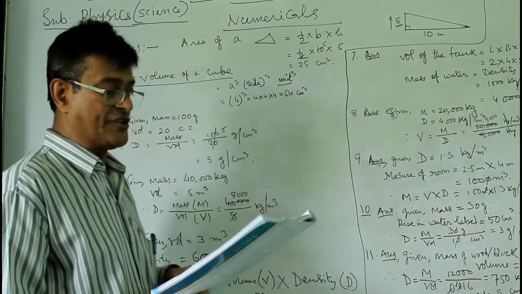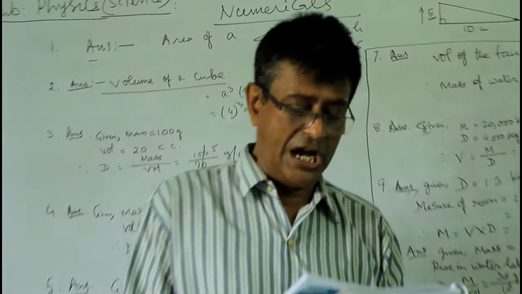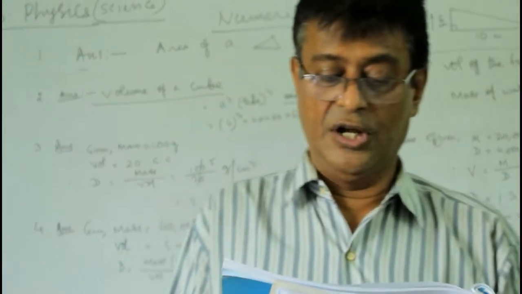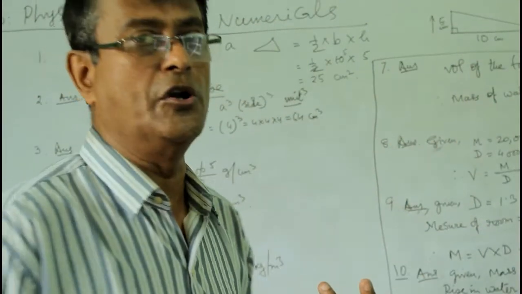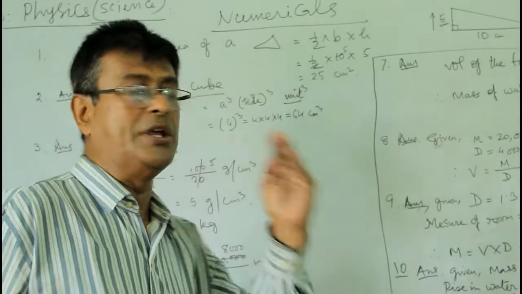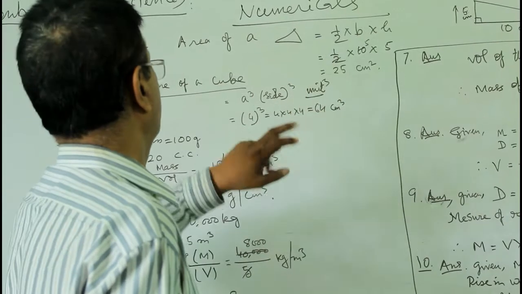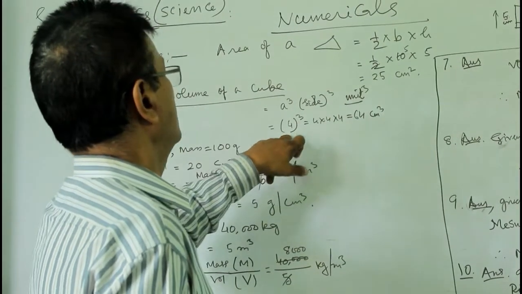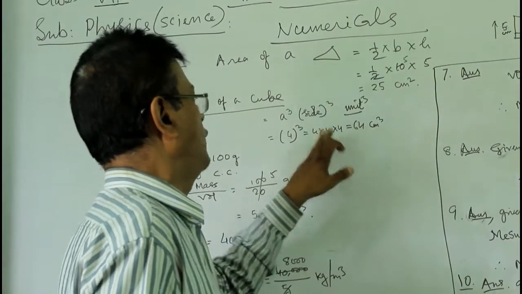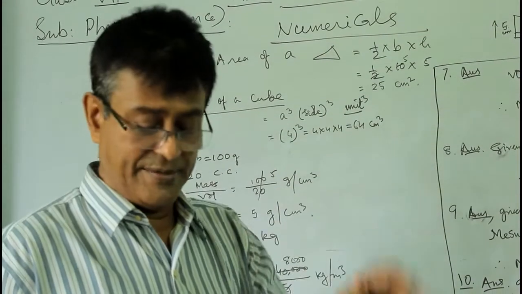Second question. A cube has a side of 4 cm. What is its volume? You know volume equals side cube, unit cube. So a cube means side cube, and the unit is cube as well, that means 4 cube, centimeter cube. 4 cube means 4 into 4 into 4, that means 64 centimeter cube.